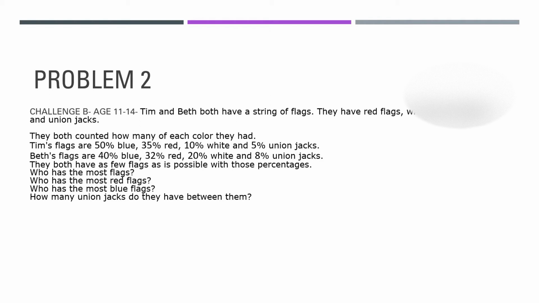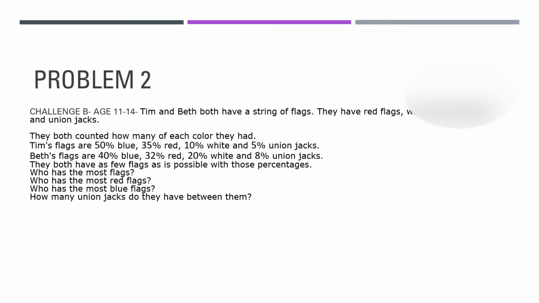This is medium, so it's not exactly really hard, but at the same time, it's much harder than the last problem, and it's going to take longer. So there are 4 separate parts to this question. The first question is who has the most flags, and the second is who has the most red flags, who has the most blue flags, and how many Union Jacks do they have between them. So this question, it's a bit related to percentage, but it's also got a key element of fraction in it.